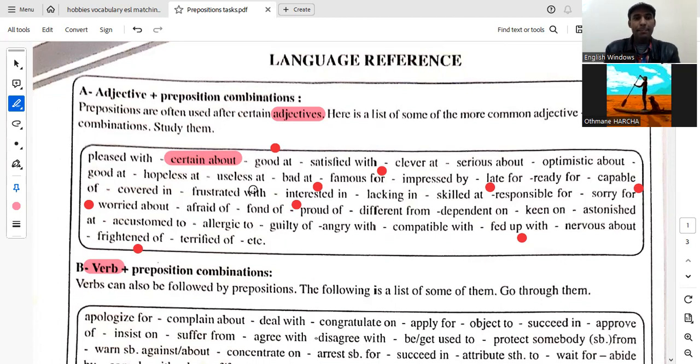Certain about. You are so certain. Certain en français, c'est la même chose. Nous avons certain, right? Alors, c'est ce qu'on appelle two words, one word in one language and another word in another language, which have the same meaning and sometimes approximately similar spelling. These are called true cognates, right?